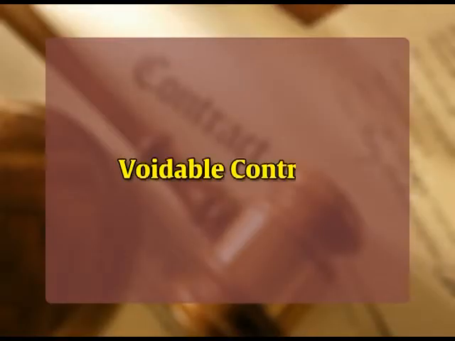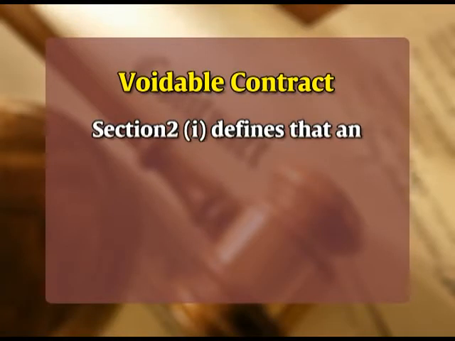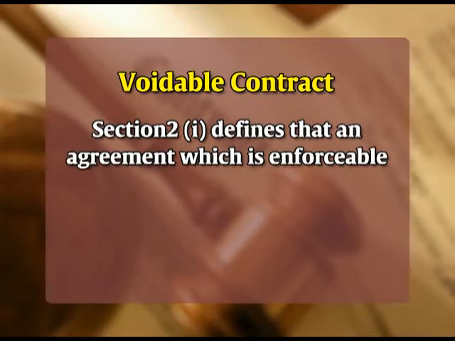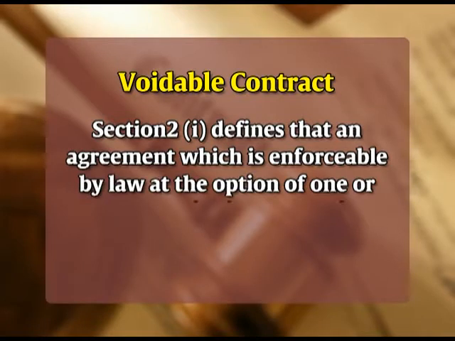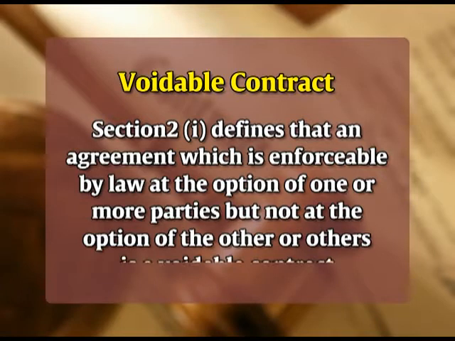Now, the third one is voidable contract. Section 2I defines that an agreement which is enforceable by law at the option of one or more parties but not at the option of the other or others is a voidable contract.